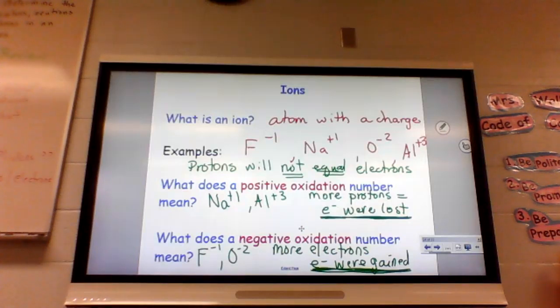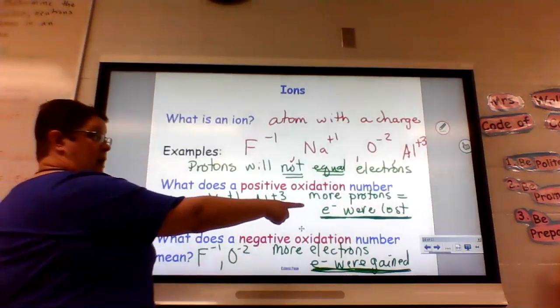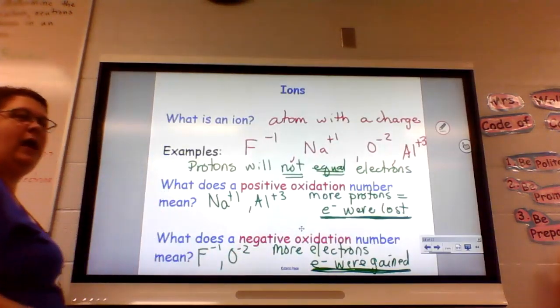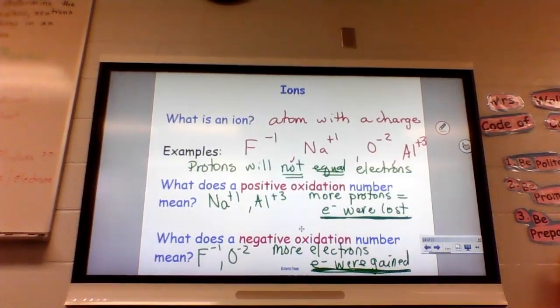Now, did ions or anything I wrote down up there change the number of protons or change the number of neutrons? No. What did I say were lost? Electrons are lost. What did I say were gained? Electrons. So nothing's going to change about our protons or our neutrons. We're not changing anything we do about finding protons or neutrons. We're only changing how we calculate the what? Electrons.